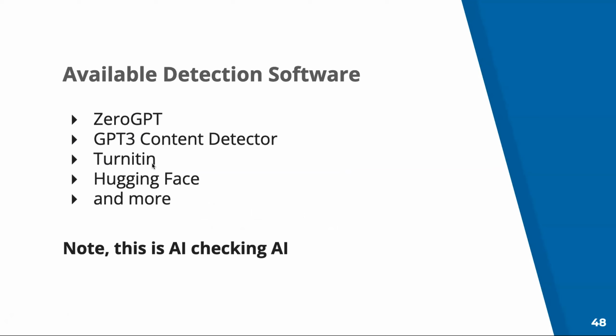Turnitin, which is a traditional plagiarism tool used at lots of universities, compares essays. They aren't really tuned in to ChatGPT content, but they're developing something. Hugging Face is one that you can use in order to track down whether images are AI generated. And there's a lot more, and I don't have all the details on these.